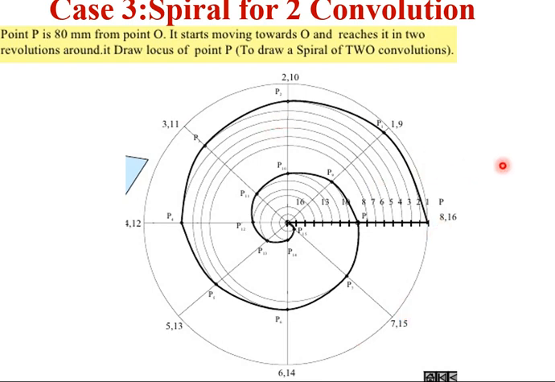Now here the procedure is again similar, but here OP is equal to what? 80. If it is of one convolution, you need to divide OP into 8 equal parts. If it is of 1.5 convolution, you need to divide this into 12 equal parts. And if it is of 2 convolutions, you need to divide this into 16 equal parts. So divide OP into 16 equal parts. It is again an easier one here. It is 80 millimeters, 16 parts, so 5 millimeter each.